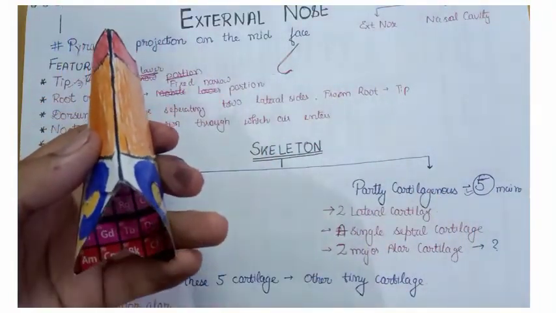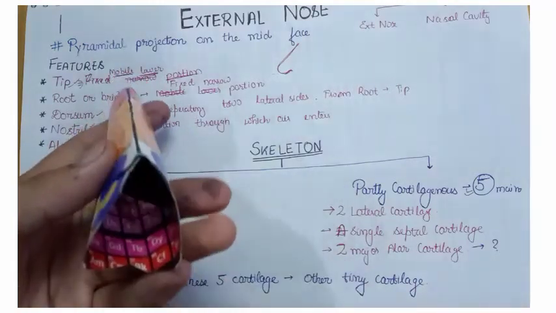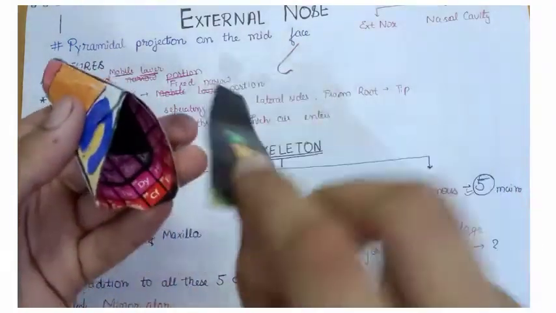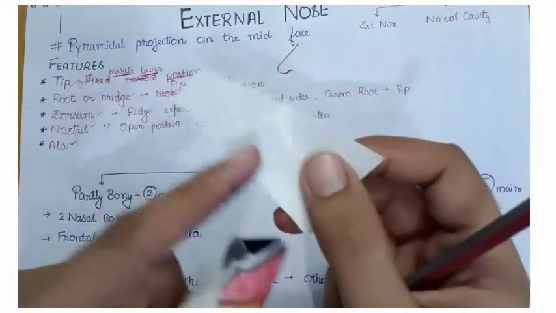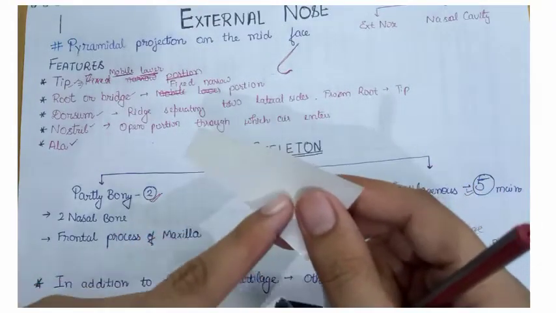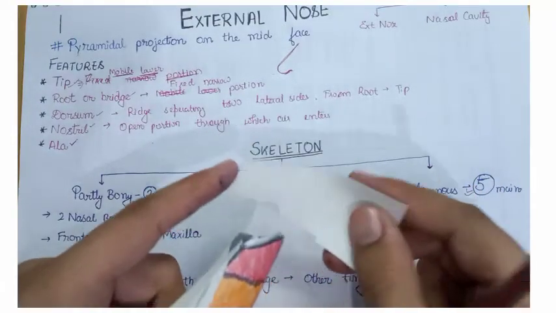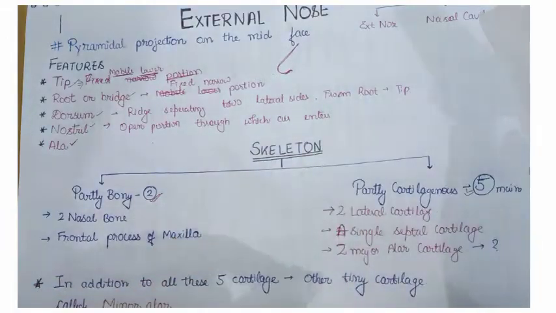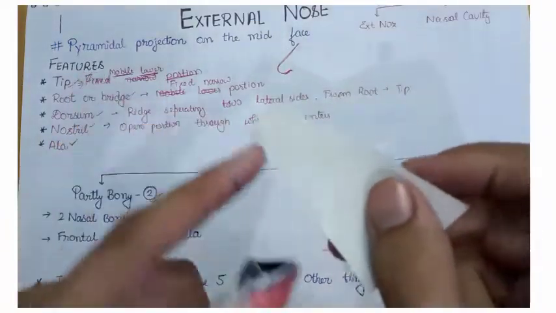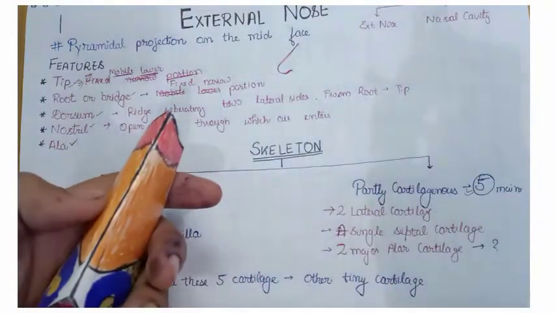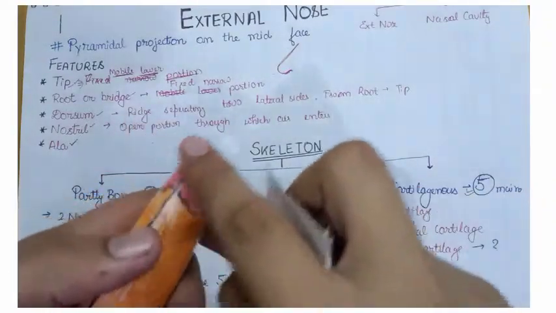Apart from this, we have one more structure, the nasal septum. This portion, the nasal septum, is actually made up of some bony portion and some cartilaginous portion, and that cartilaginous contribution is made by the septal cartilage. So we have the septal cartilage as well that forms the skeleton of the external nose.